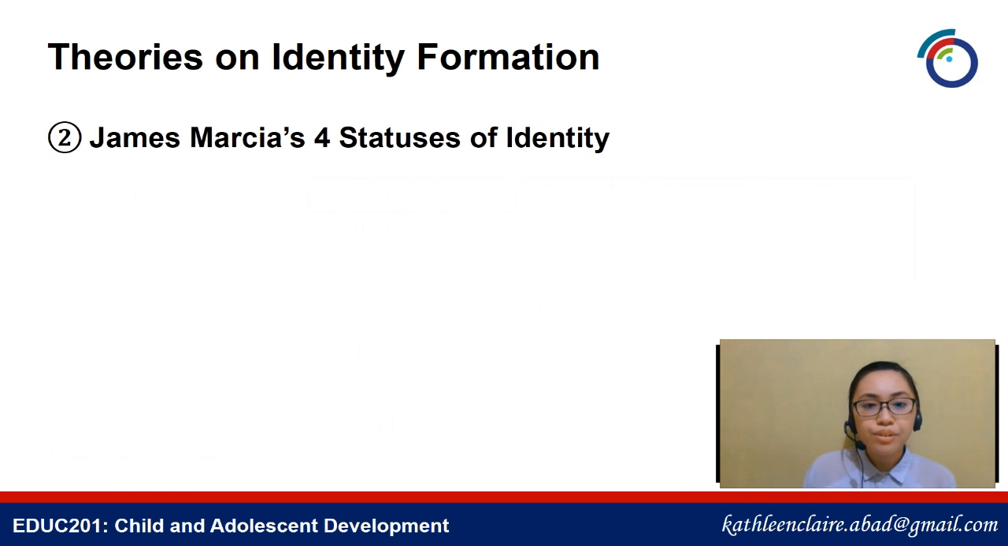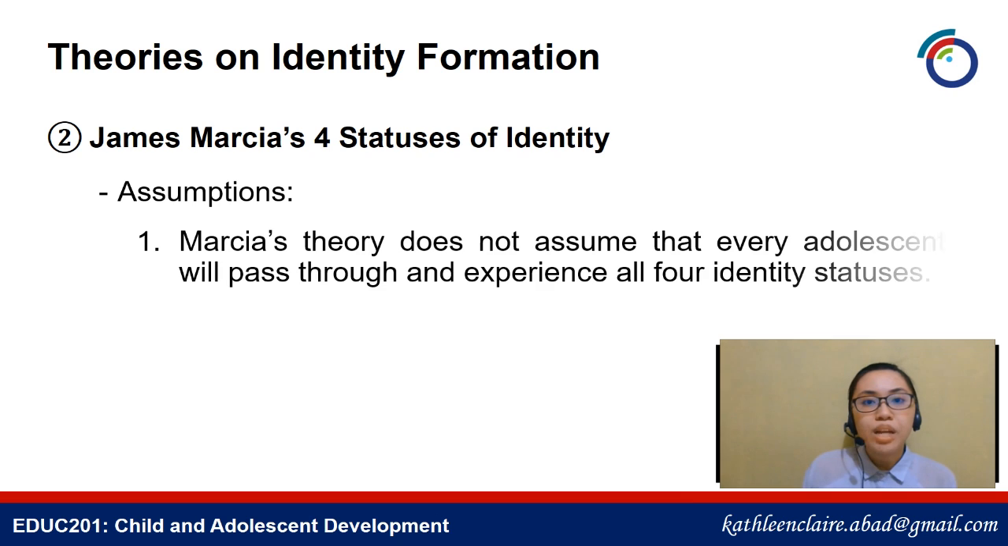So, meron tayong 3 assumptions. Una, Marshall's theory does not assume that every adolescent will pass through and experience all 4 identity statuses. So, itong 4 na to, hindi lahat yan ay madadaanan ng bawat bata. Pwedeng mag-skip siya or pwedeng daanan niya lahat. It can be either or.